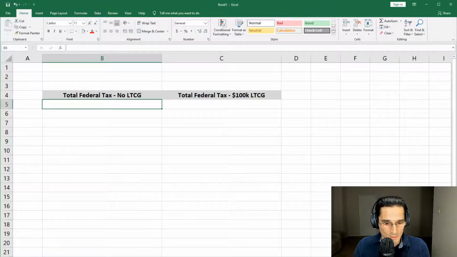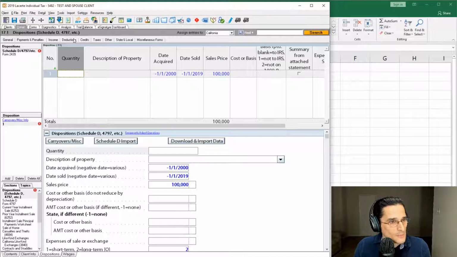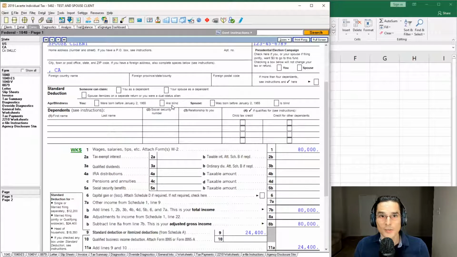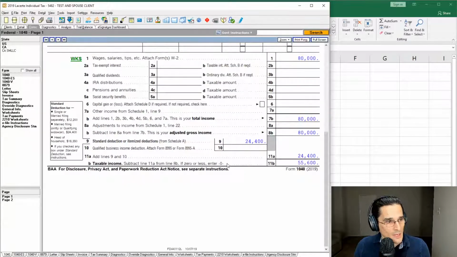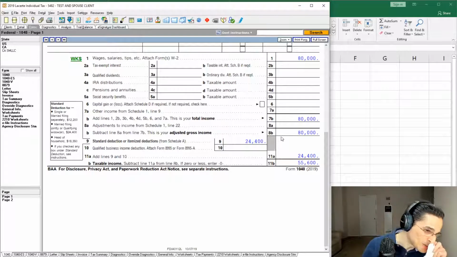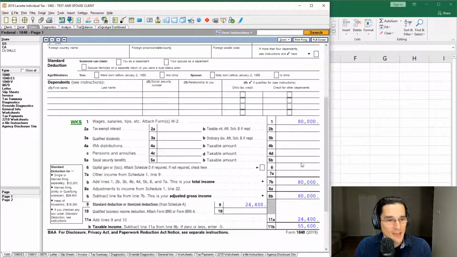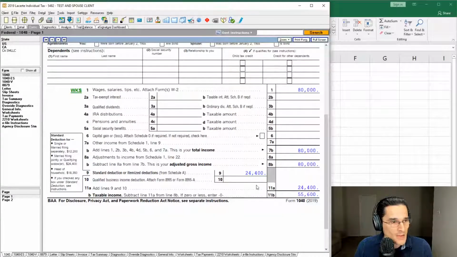All right, let me pull up the software here. So let's delete this for now. Okay, so we have no gains. Let's take a look at what the federal tax looks like. Now we have the standard deduction for married individuals, married filing jointly, $24,400. So the taxable income given the $80,000 in wages drops to $55,600.